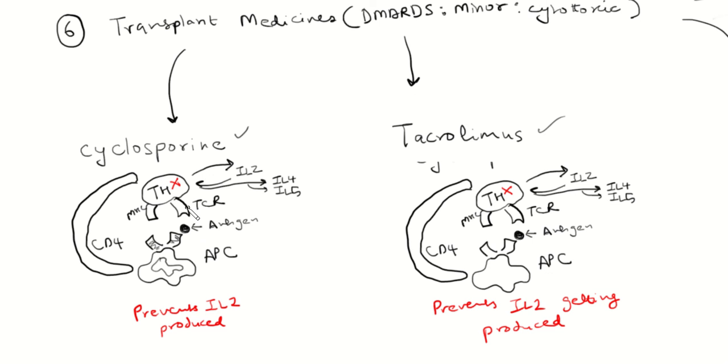And then you have T helper cell, which has a T cell receptor that attaches to the antigen and a major histocompatibility complex 2, which attaches to CD4, right? So this attachment happens and the co-stimulatory attachment happens. And then what happens? The T helper cell produces interleukin 2, which then stimulates itself to produce interleukin 4 and 5, right?